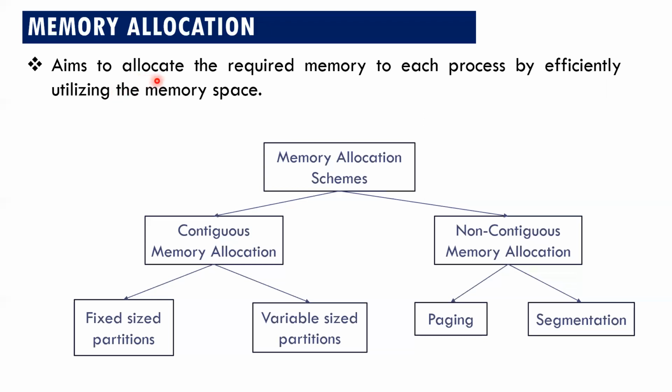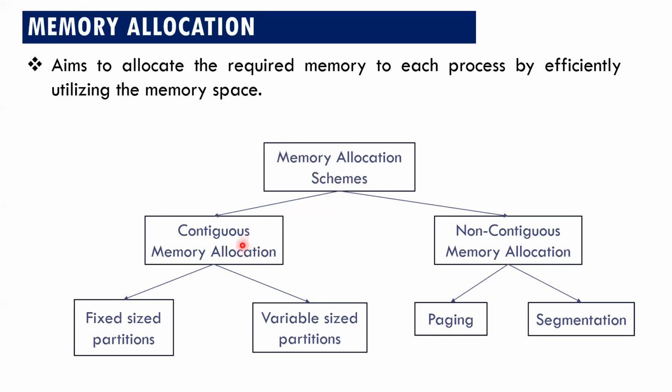The approach of allocating the required memory to each process by efficiently utilizing the memory space is called memory allocation. That means, as we know, whenever a process has to be executed, it has to be loaded into the main memory. So, a certain amount of memory has to be allocated for each of the processes that has to be executed by the CPU. So, we have different approaches for memory allocation.